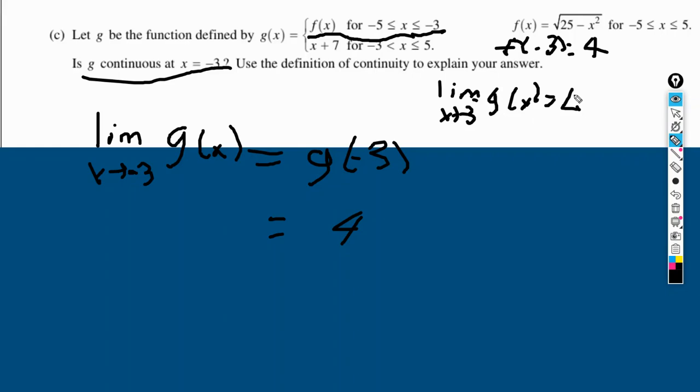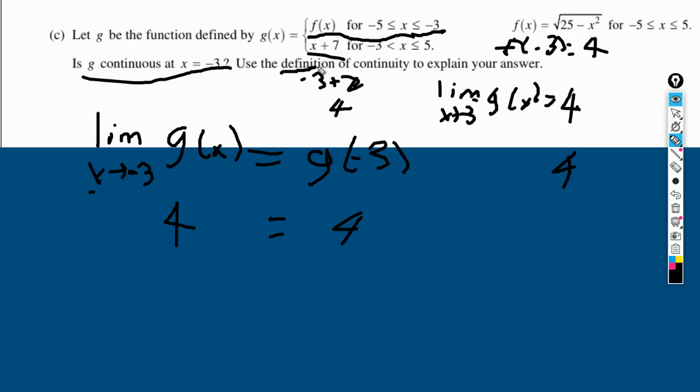Now we have to see what the limit is from the right, which would be found by plugging in negative 3 to this. Negative 3 plus 7 is 4. So since the limit from the left equals the limit from the right, that means that this limit exists. Since this limit exists, that means that as x goes to negative 3 of g of x, this limit has to be 4 because it's the same on both the left and right sides, which means this function is continuous at x equals negative 3.